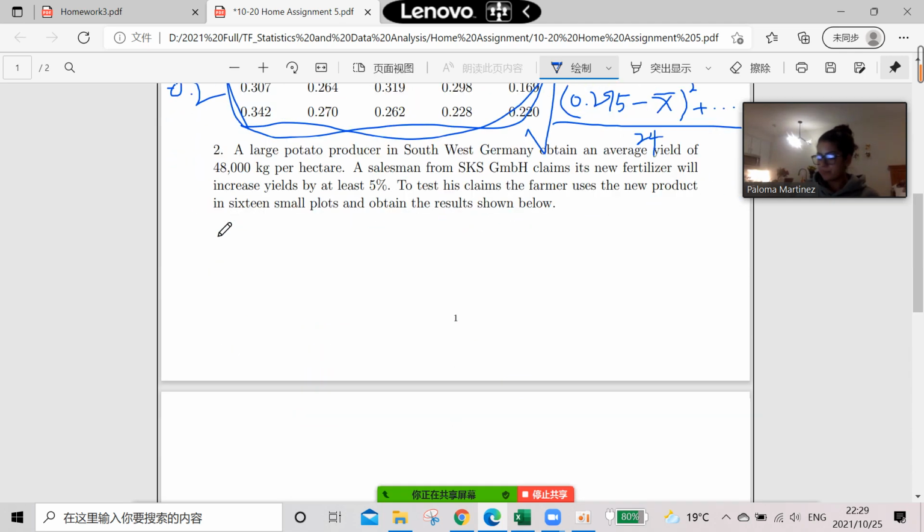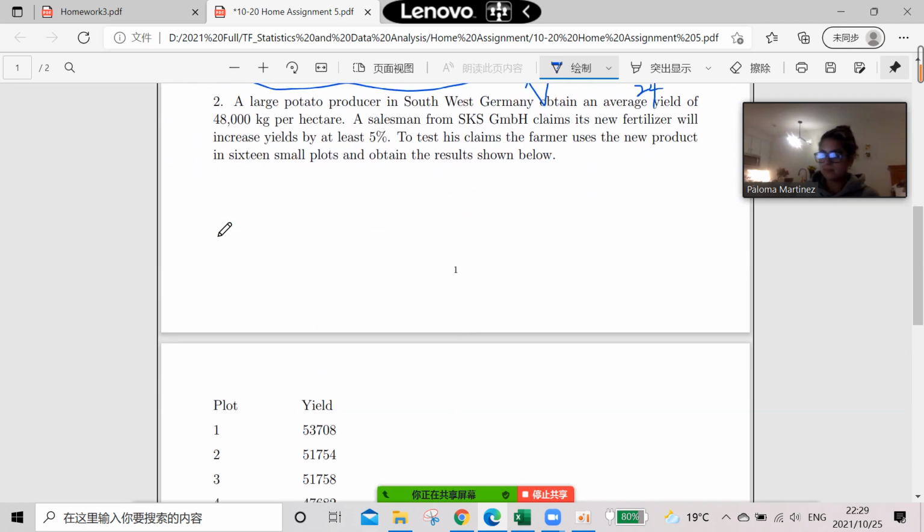So did you read the second problem? Yeah, I read it. I can read it out loud for everyone else. A large potato producer in Southwest Germany obtains an average yield of 48,000 kilograms per hectare. A salesman from SKS group claims its new fertilizer will increase yield by at least 5%. To test his claims, the farmer uses the new product in 16 small plots and obtains the results shown below.